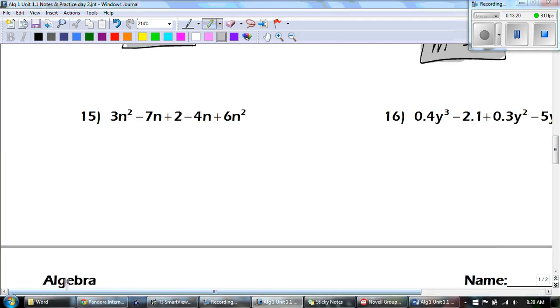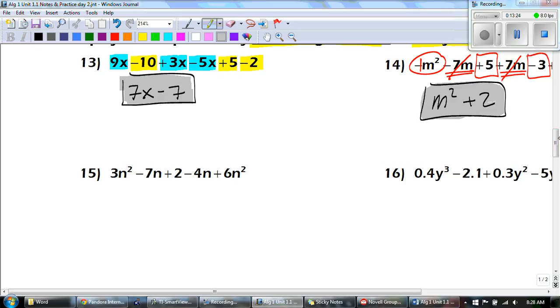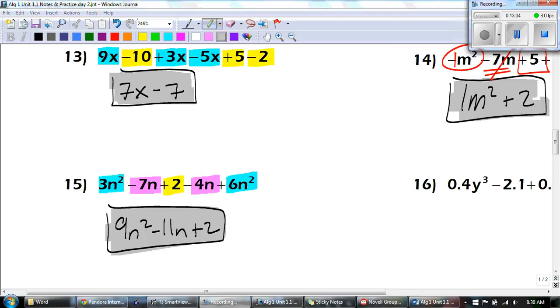Okay, why don't you guys try number 15? Go ahead and pause the video, and good luck. Okay, so I highlighted all my like terms. 3 plus 6 is 9. Negative 7 minus 4 is negative 11. And then the 2, it doesn't have anything to combine with, so it just stays all by itself.